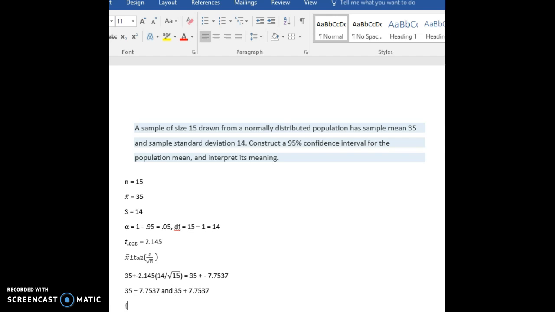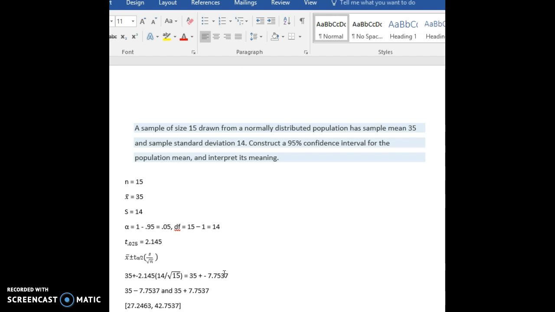And that is going to give us, for the lower value, 27.2463. And for the upper value, 42.7537.